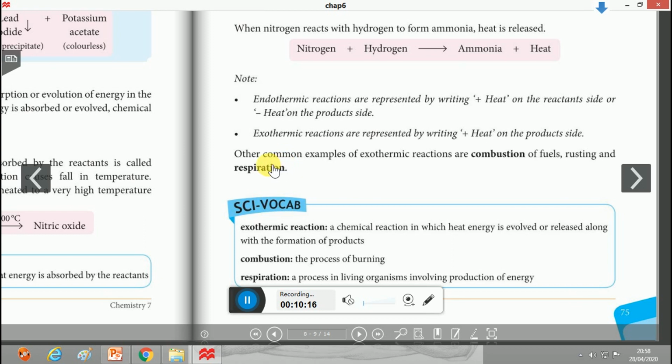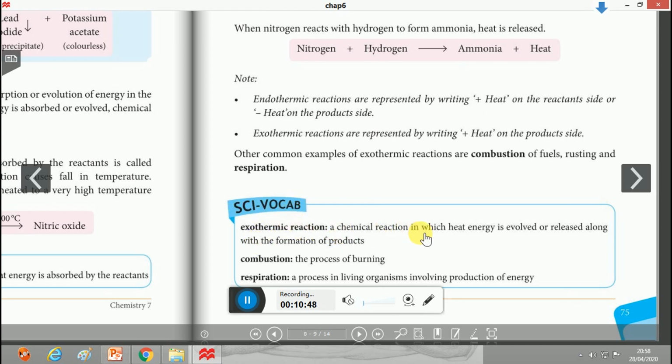Other important examples of exothermic reactions are the combustion of fuel. Combustion is generally of two types, partial combustion and total combustion. These are combustion of fuels, rusting and respiration. These are termed exothermic reactions because during the combustion of fuels, during the rusting of metals or during respiration, a huge amount of heat energy is evolved. These are defined in your SCI vocab.